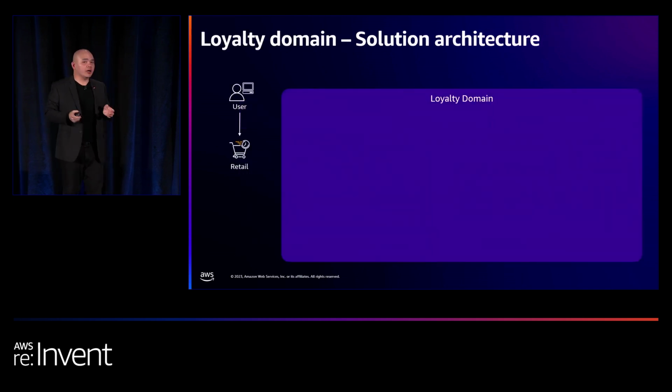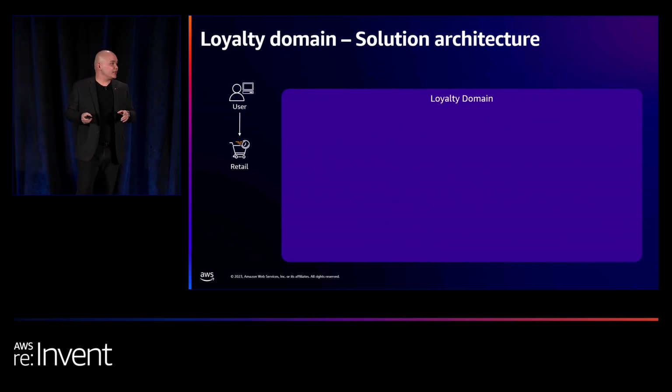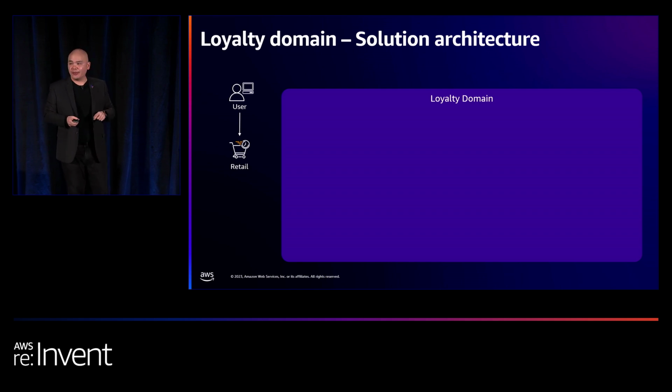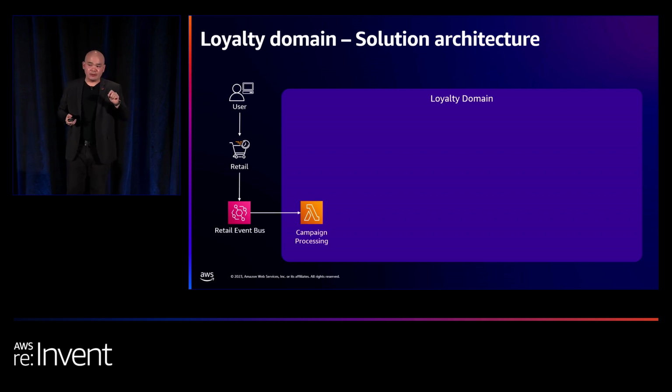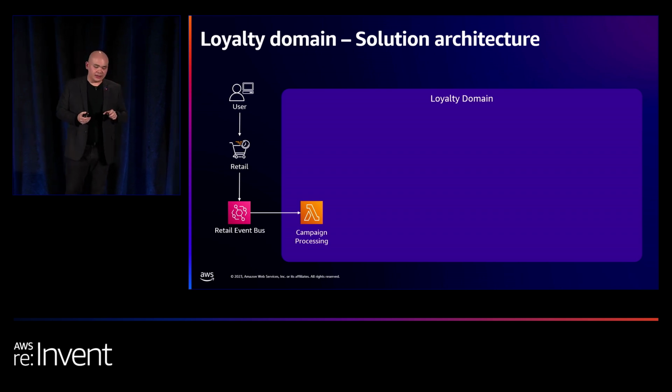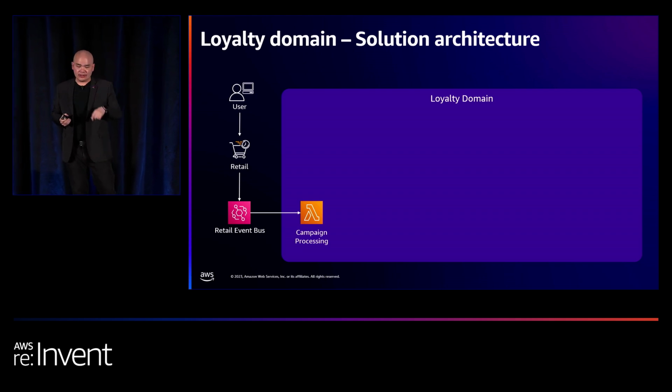And now let's have a look at how the solution is going to work on AWS. So now we have a user performing the purchase transaction to buy the unicorn on the retail domain. And after that, the purchase completion event is going to be emitted to Amazon EventBridge, which is a managed event bus provided by Amazon. And then the event is going to trigger the Lambdas for campaign processing.